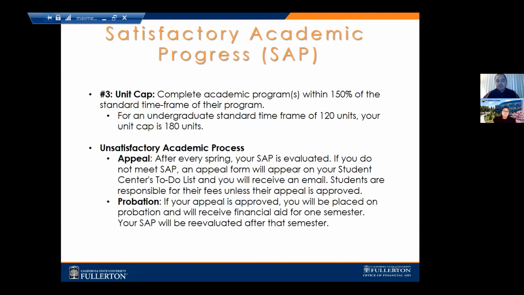If you are one of those students, we definitely recommend you meet with us and give us a call so that you can speak to one of our representatives about what you could potentially do to appeal. But we do notify students via email. So if you are one of those students, take a look at your student email and look for that specific email.